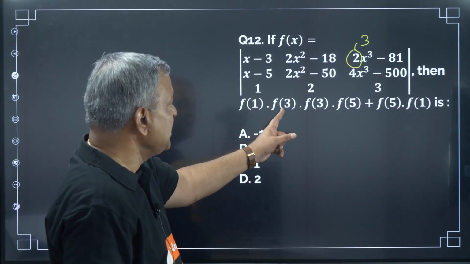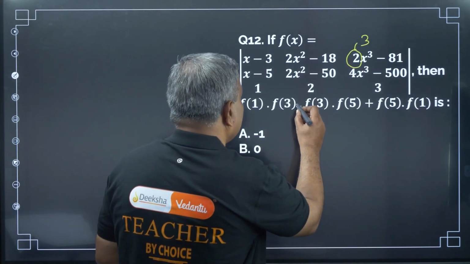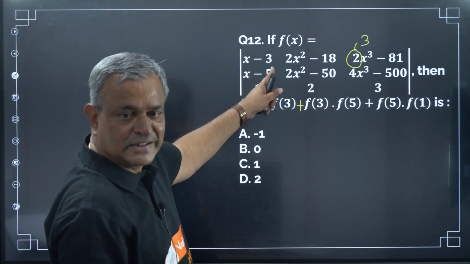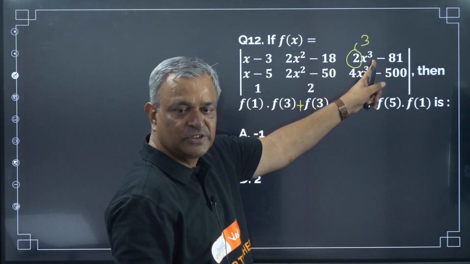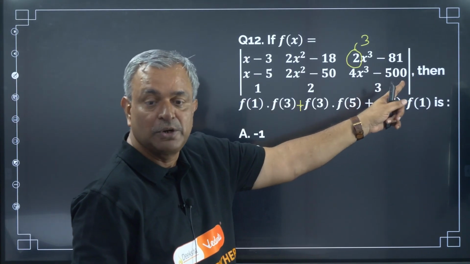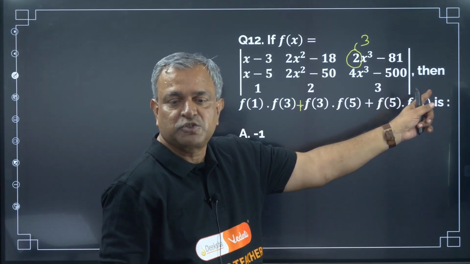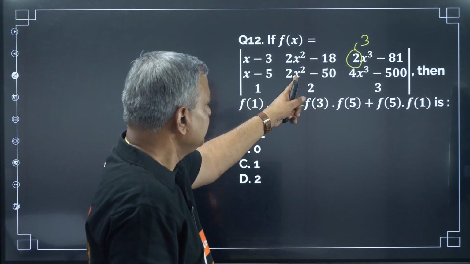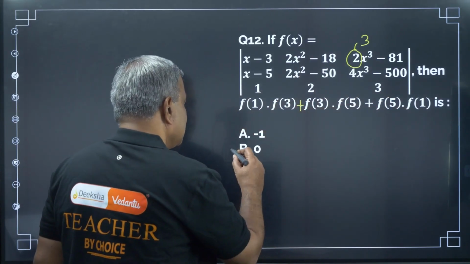See, basically they're asking F1 into F3, it is actually a typographical error. Plus sign is there. So if you apply 3, 3 minus 3 is 0. 3 3s are 9. This is 0. Automatically it is understood that if I put 3, 81 minus 81 is 0. So it must come 0. So F3 is 0. All first row elements are 0. Obviously the determinant will be 0. Put x equal to 5, satisfied. X equal to 5, satisfied 0. So clearly it indicates that the answer is 0.